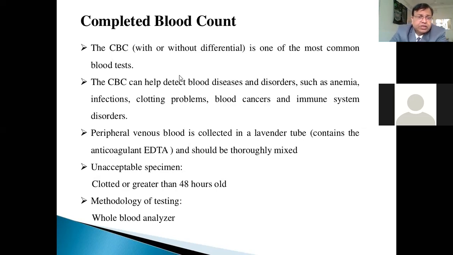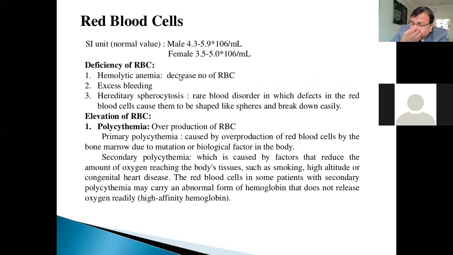Peripheral venous blood is collected in a lavender tube containing anticoagulant. Here we are using EDTA as the anticoagulant, and it should be thoroughly mixed. Unacceptable specimens are clotted or greater than 48 hours old; those are not used. The methodology used for the CBC is a whole blood analyzer, that I told you, that is an automatic machine.